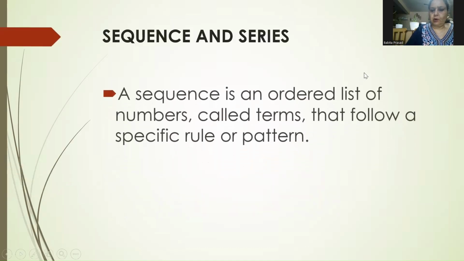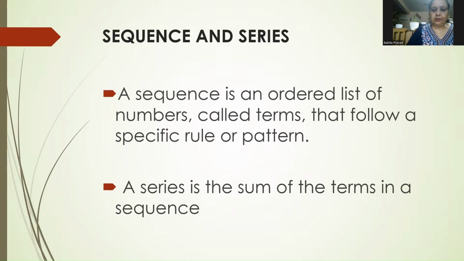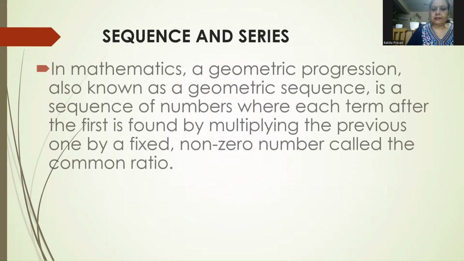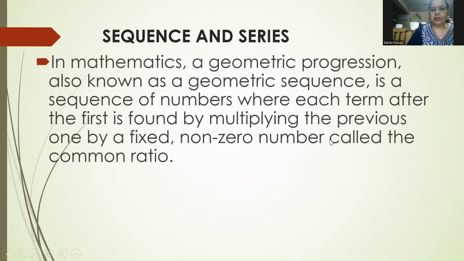A sequence is an ordered list of numbers called terms that follow a specific rule or pattern. A series is the sum of the terms in a sequence. In mathematics, a geometric progression, also known as geometric sequence, is a sequence of numbers where each term after the first is found by multiplying the previous one by a fixed non-zero number called the common ratio.